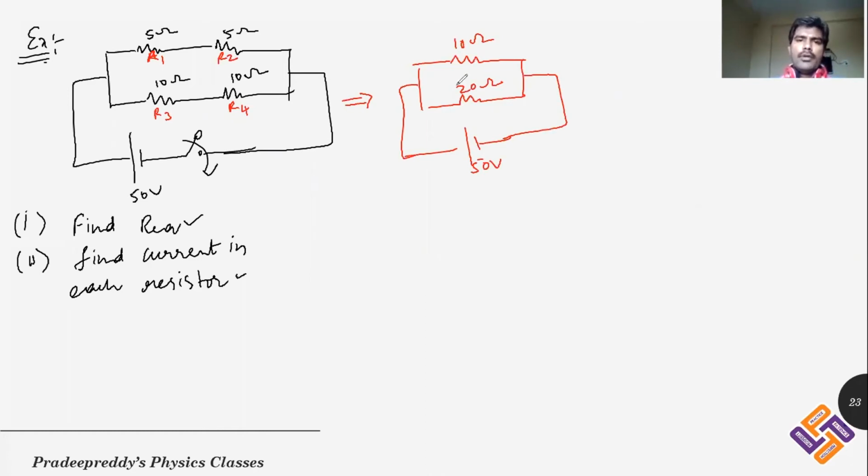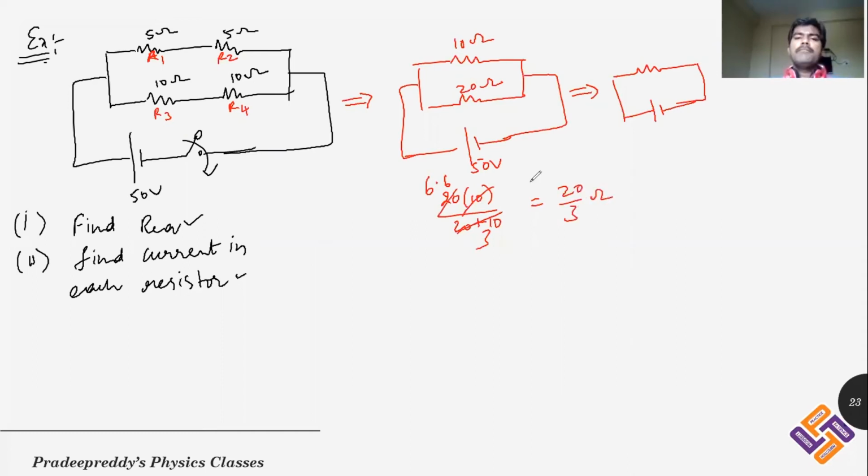Now 20 ohm and 10 ohm are connected in parallel. Therefore, the final circuit becomes only one resistor, which is 20 into 10 divided by 20 plus 10, equal to 200 by 30, which is 20 by 3, or 6.66 ohm. Let it be 20 by 3 ohm. 20 by 3 ohm is the value of the equivalent resistance, with 50 volt connected over it. So the answer for the first question is 20 by 3 ohm.